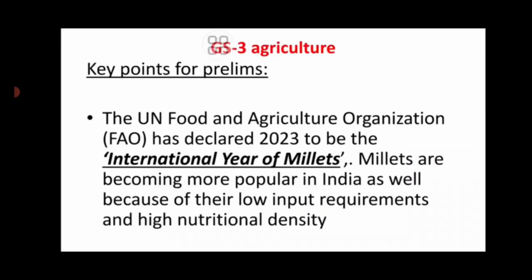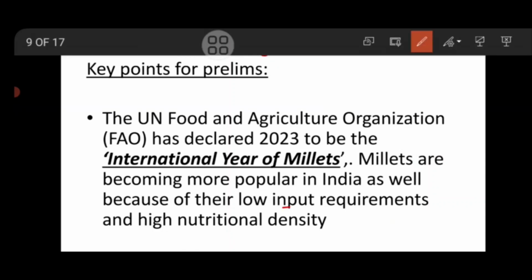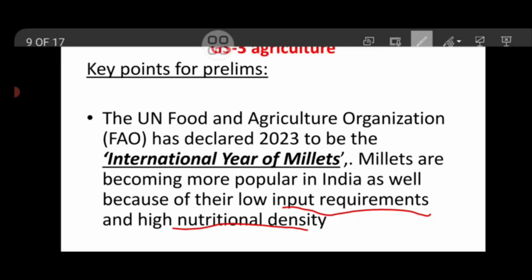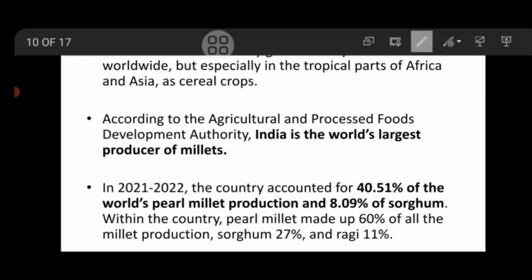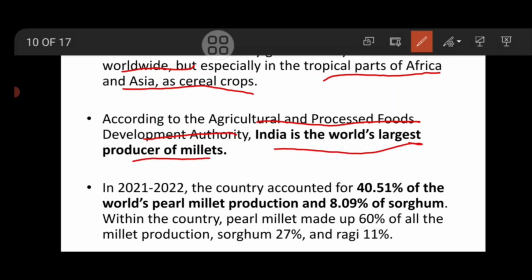Next, the nutritional value of millets. This comes under GS3 agriculture. UN FAO has declared 2023 to be the International Year of Millets. Millets are becoming more popular in India as well because of their low input requirement and high nutritional density. Millets are fundamentally grasses. They are cultivated worldwide, but especially in the tropical parts of Africa and Asia as cereal crops. According to the Agricultural and Processed Food Products Export Development Authority, India is the world's largest producer of millets.